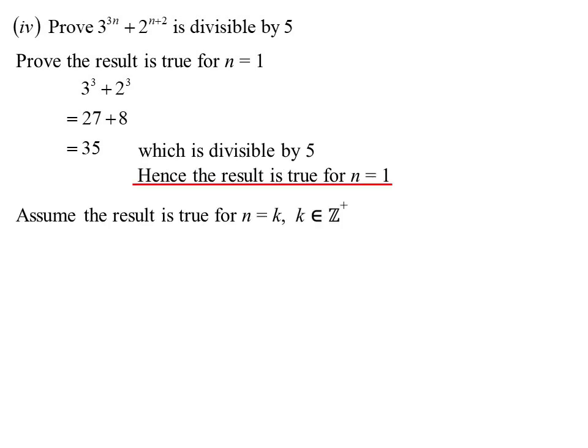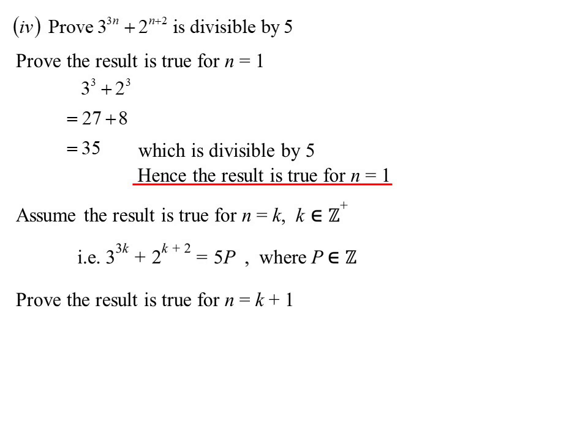I'll assume for n equals k, k being some positive integer. Notice in this case I need it to be a positive integer, because if it wasn't a positive integer I'd get a negative index and that would create a fraction, and this fraction is not going to be divisible by 5. So I have to assume it's a positive integer in this case. Okay, 3 to the power of 3k plus 2 to the power of k plus 2 is 5p, where p is some integer.